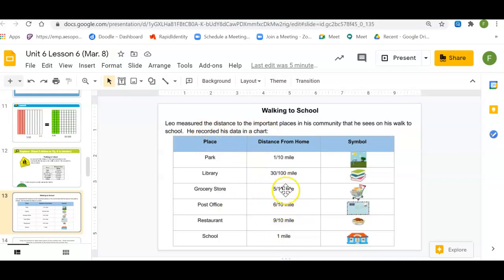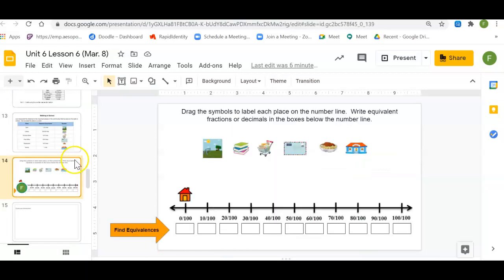Again, this is the same data, and I want you to go ahead and pause our video. Just study it a little bit and look at what you notice about the differences in the distance. All right, so on the next slide, your task is going to be to drag the symbols to label each place on the number line. Write equivalent fractions or decimals in the boxes below the number line. So you've got all the different places.